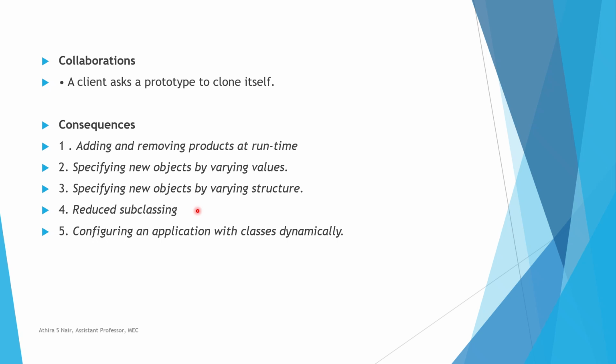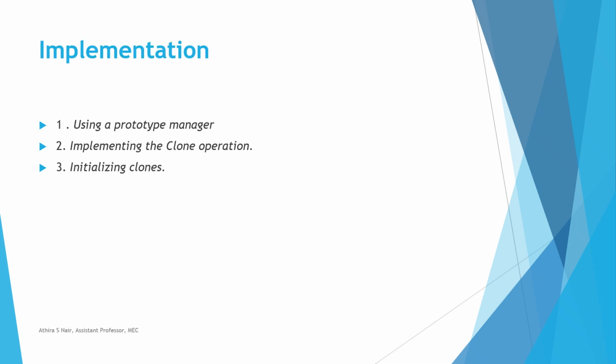So class objects already act like prototypes. And configuring an application with classes dynamically. Some runtime environments let you load classes into an application dynamically. So the prototype pattern is the key to exploit such facilities. Prototype is particularly useful with static languages like C++, where classes are not objects, and it's less important in languages like Smalltalk or Objective-C.